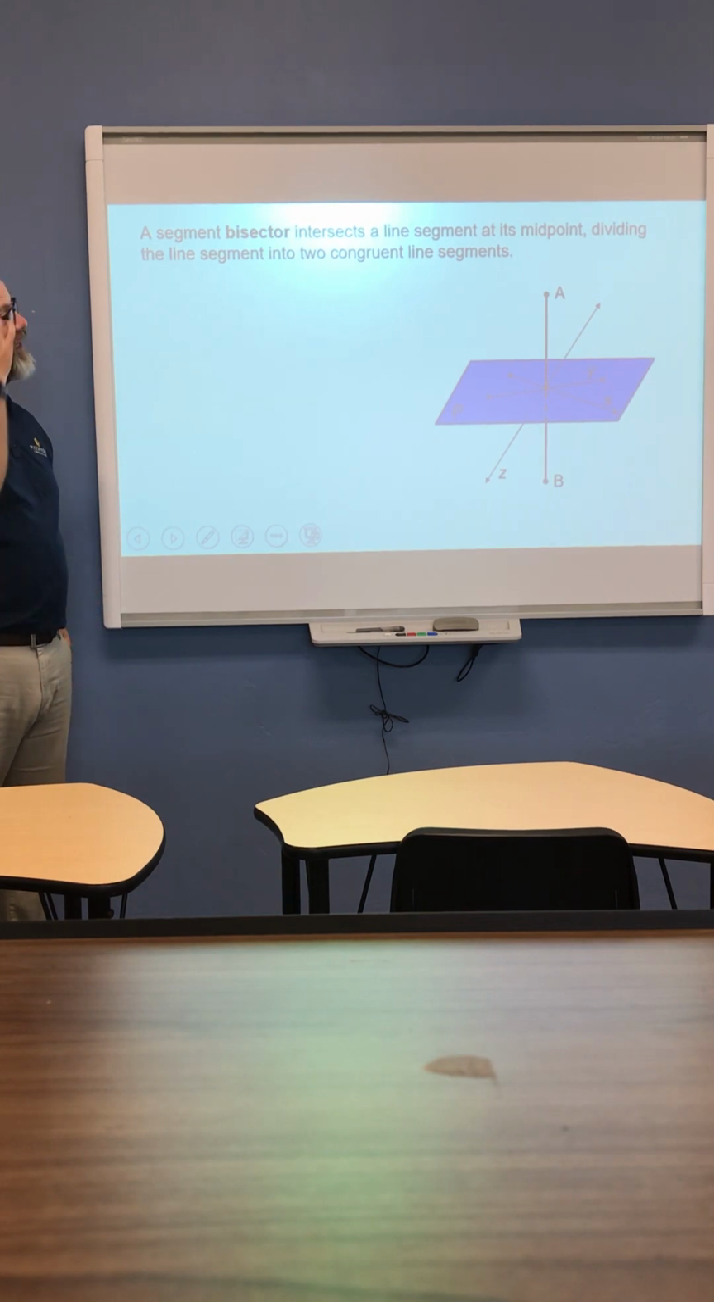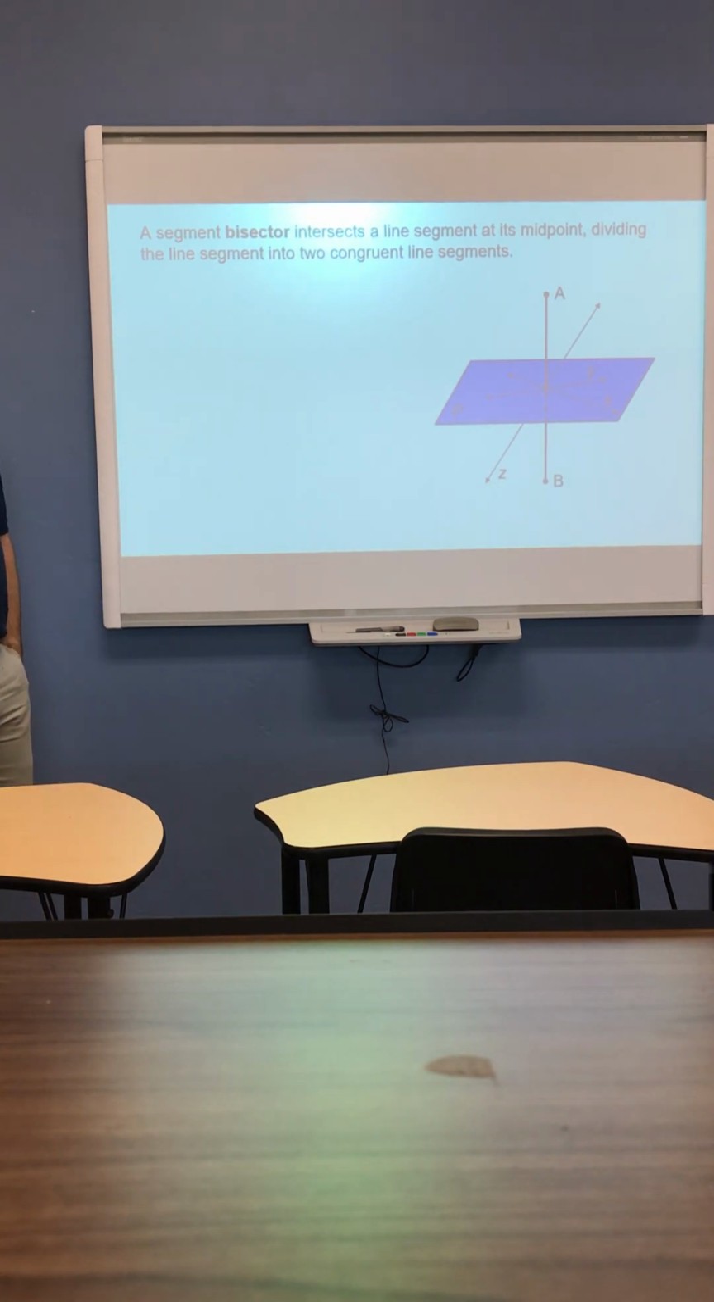a segment bisector intersects a line segment at its midpoint, dividing the line segment into 2 congruent line segments.